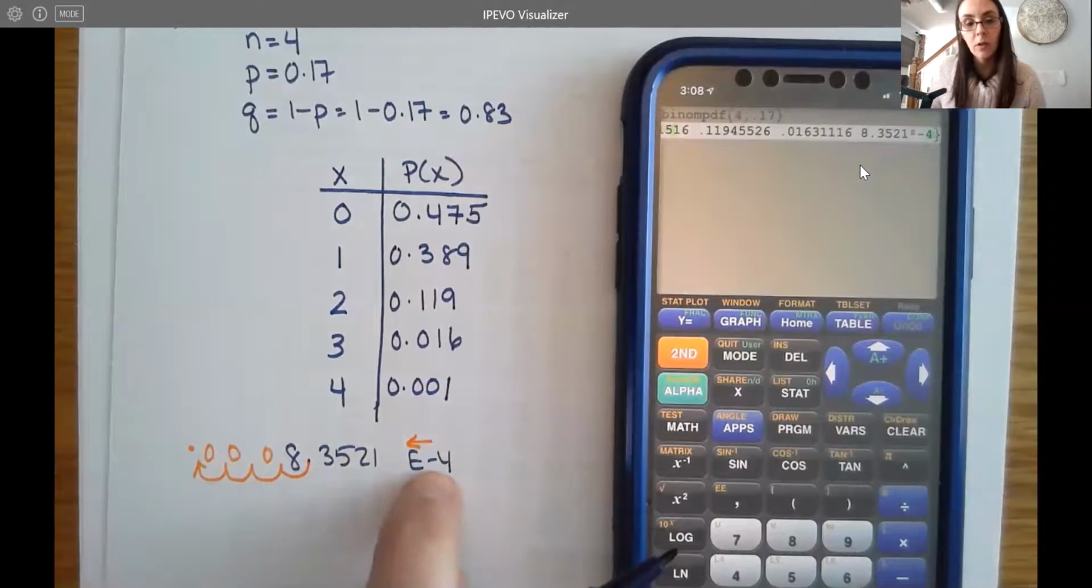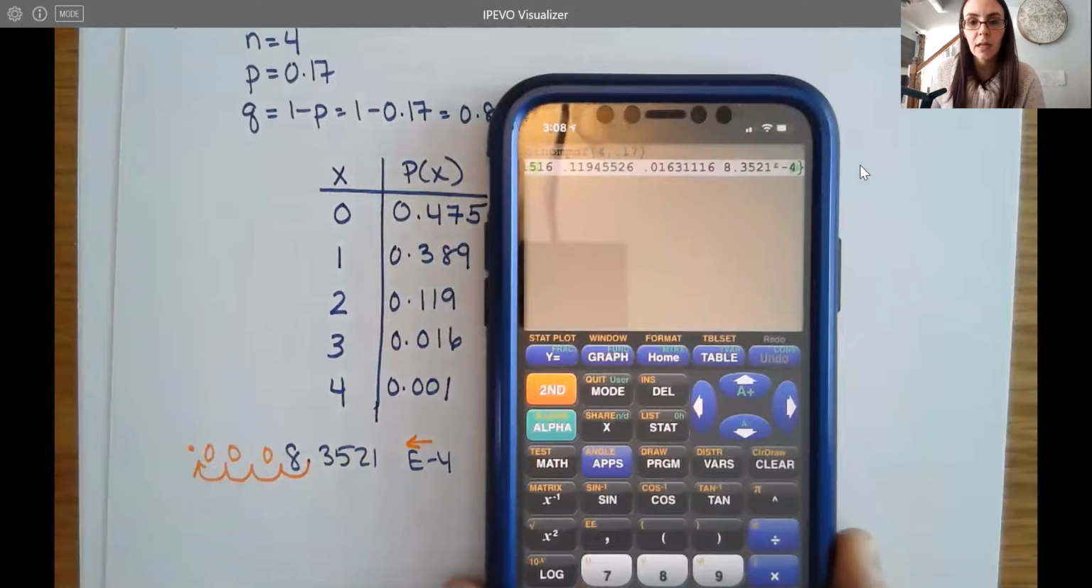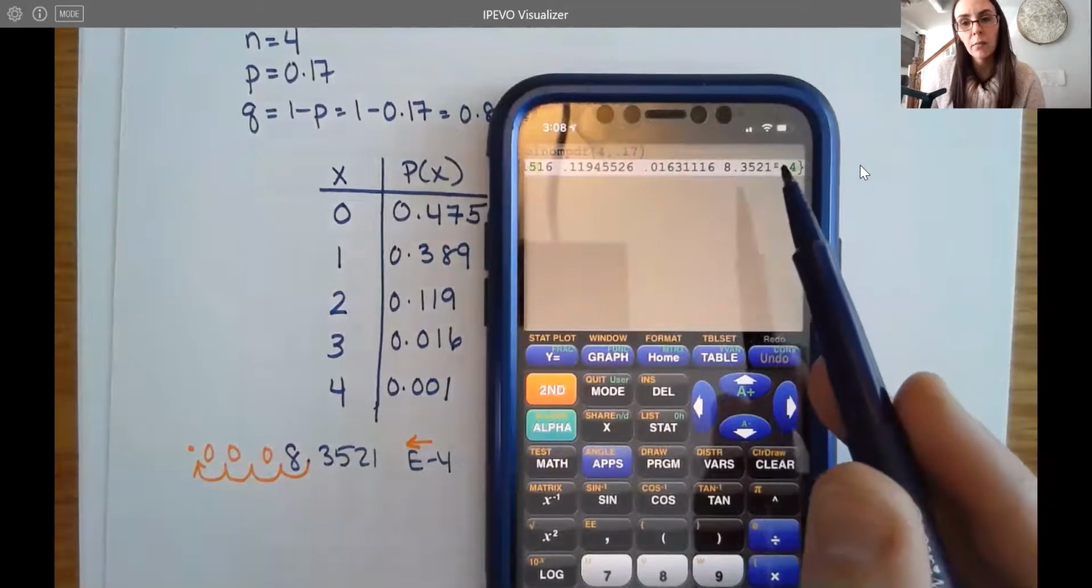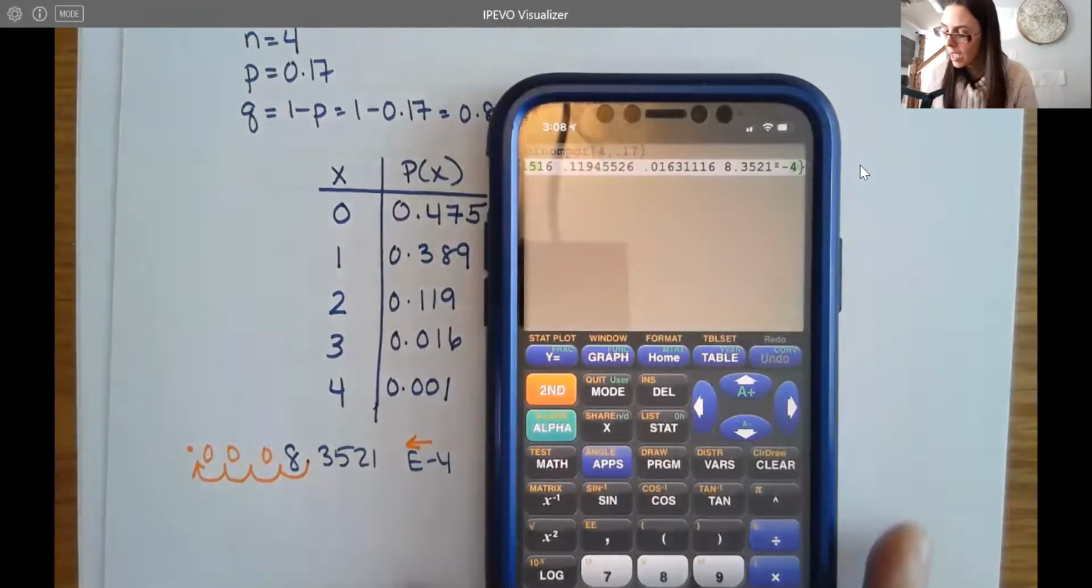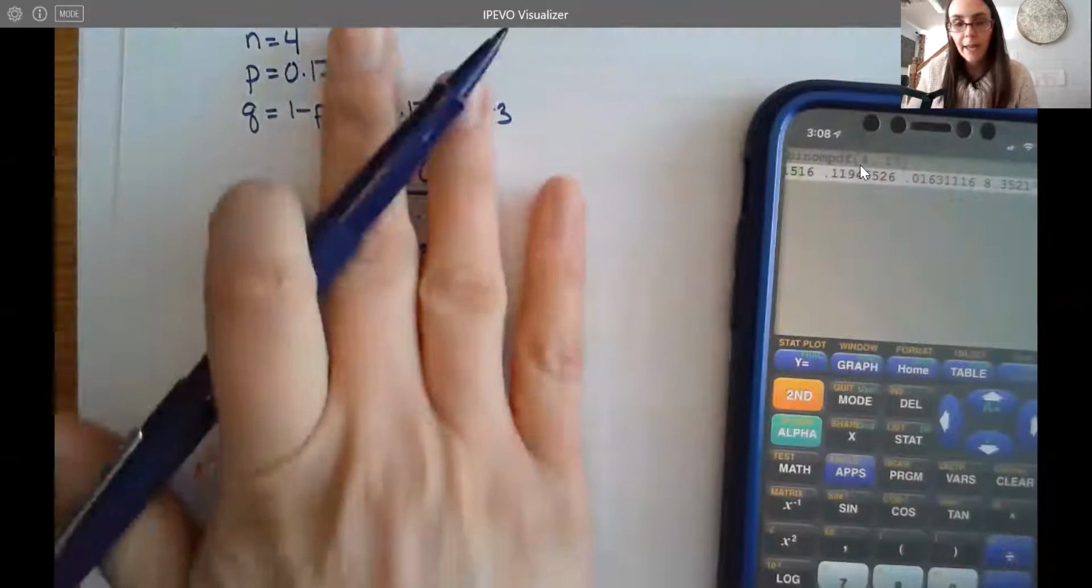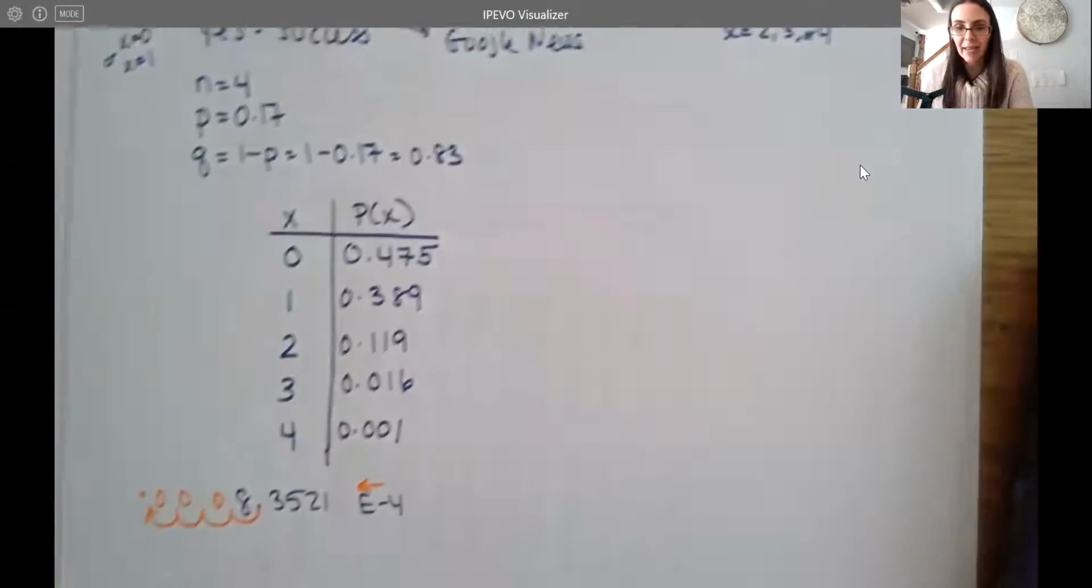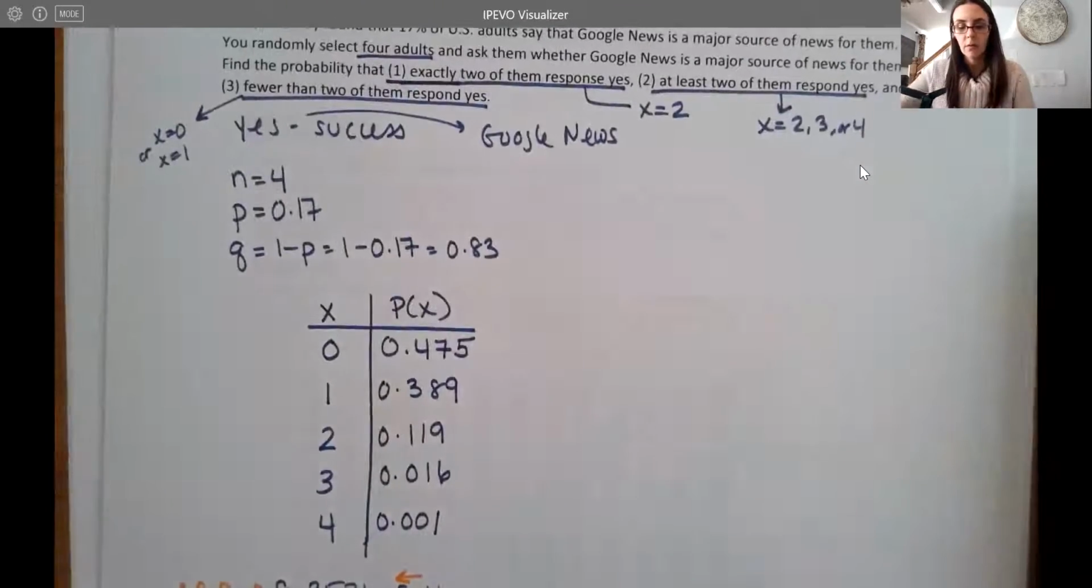If you don't have a negative, you move the decimal point to the right. So your calculator will use this notation here. Sometimes it'll use a 10, but a 10 or an E when you need to move the decimal place in either direction. So there's my probability distribution, and now I can go ahead and answer my questions.